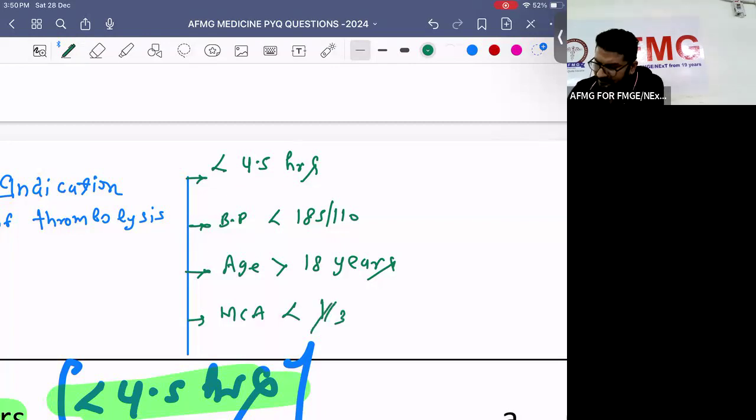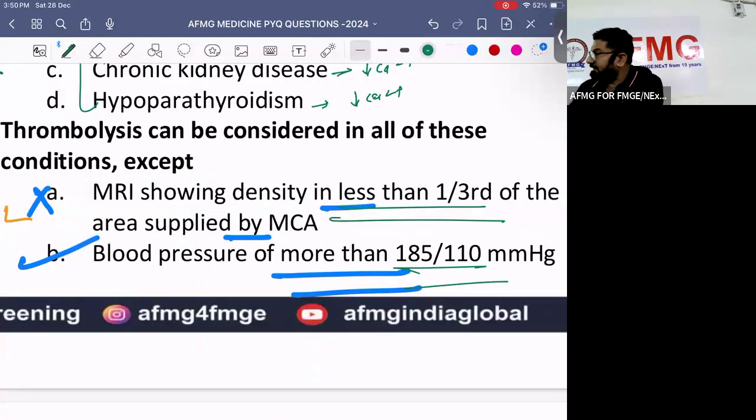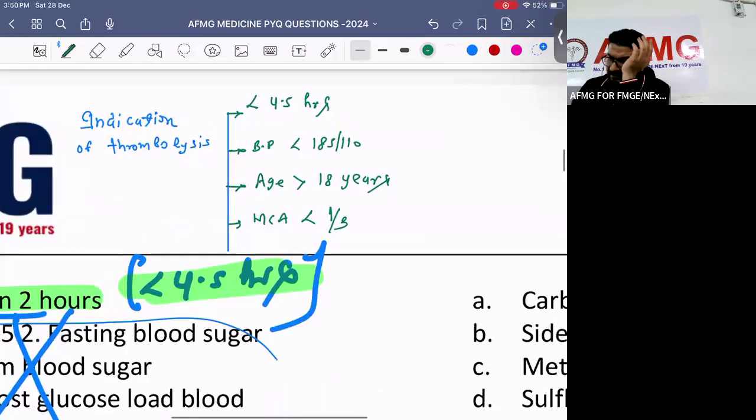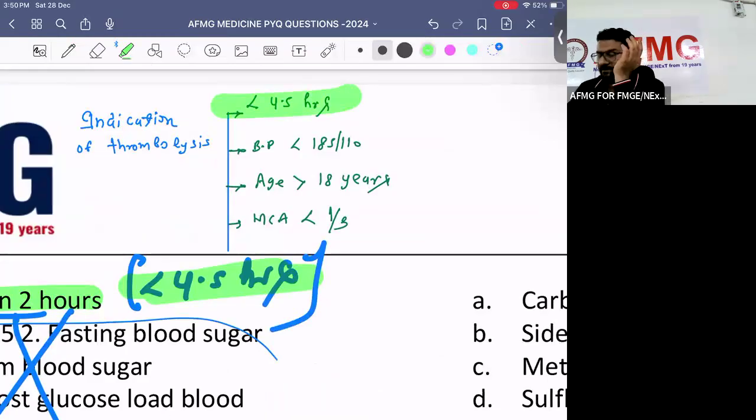1/3. If there is MCA territory involved less than 1/3, it means patient is having less edema. It means bleeding is not dispersed. So these are the indications where we do thrombolysis. At least remember this one, very very important, and these two. ये एग्जाम में दोनों आती हैं. BP कम और patient should come in less than 4.5 hours.